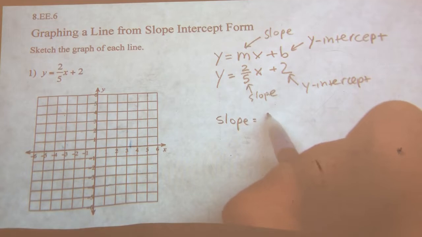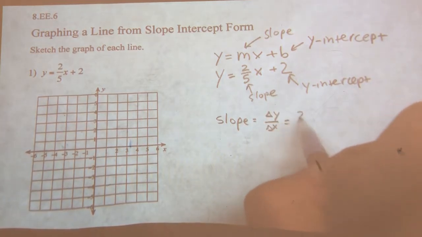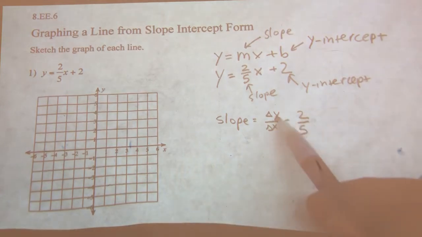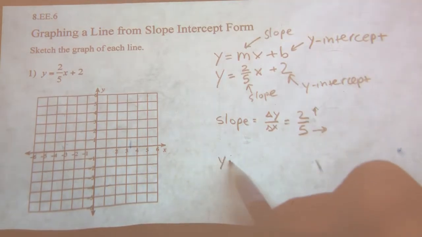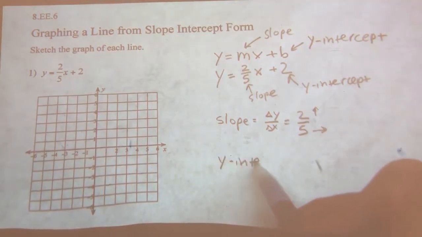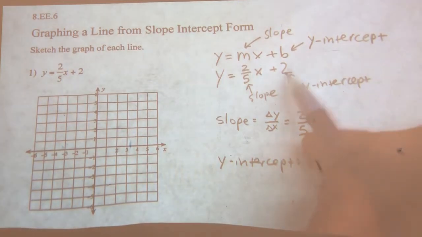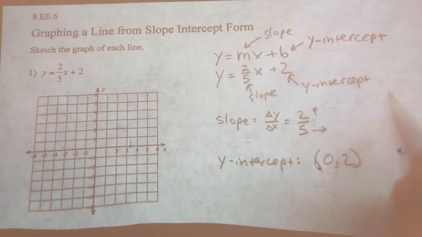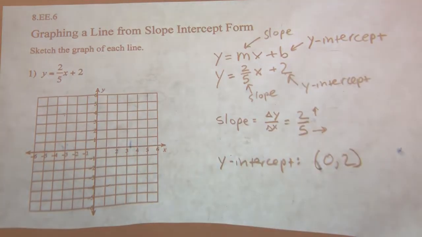Our slope is defined as change in y over change in x. So in this case, 2/5, meaning this line is going to go 2 units up and 5 to the right. And our y-intercept is the point 0, 2. 0 because it's on the y-axis, and 2 is the number in the equation, so 2 up.